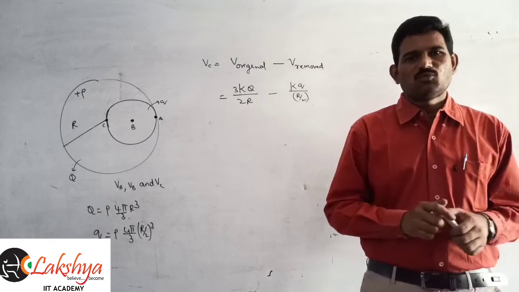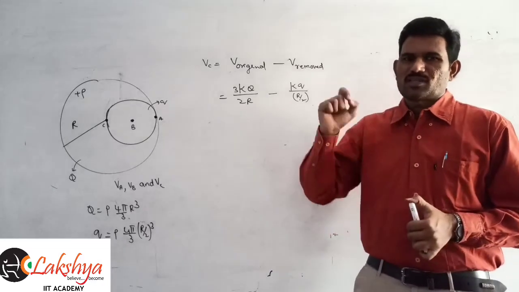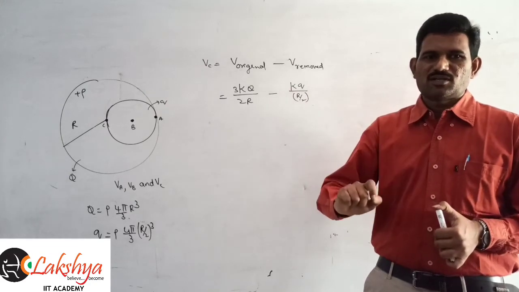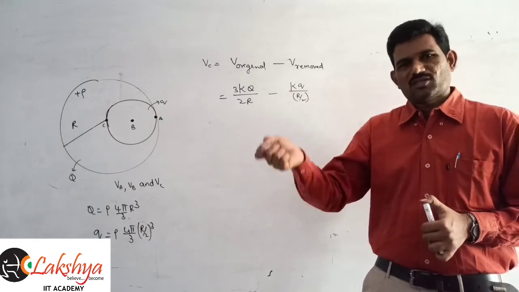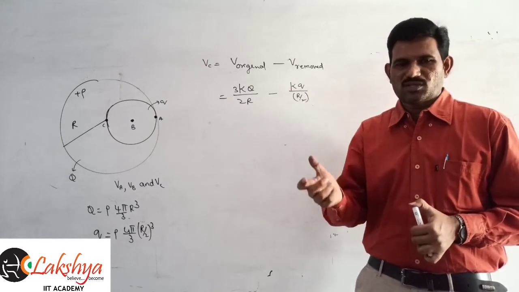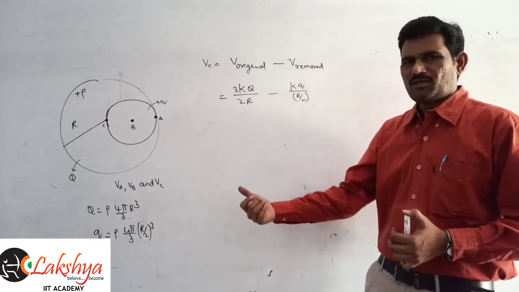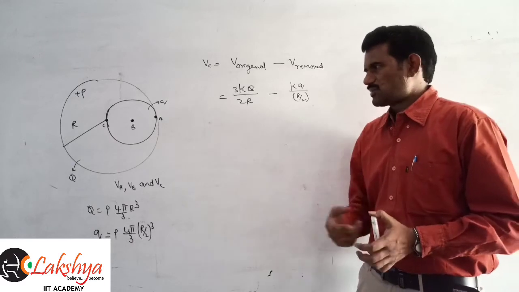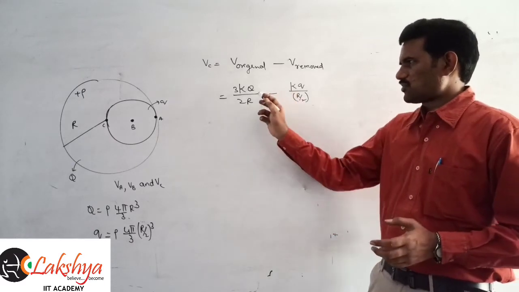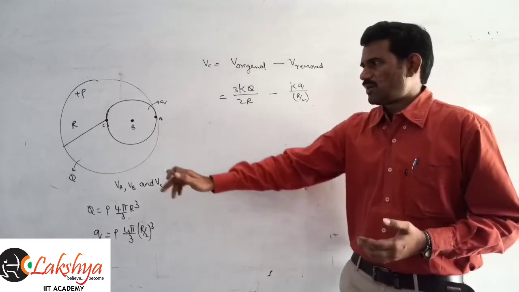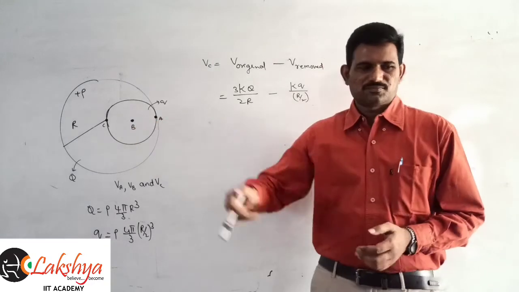So for the original sphere, where that point lies, and for the cavity or the removed sphere, where that point lies. You just need to observe that and write the corresponding formula there. So I think you can calculate the remaining points B and C. You can simplify this further by substituting the small q and capital Q values and solve the remaining parts also, right? And let us come to the next question.